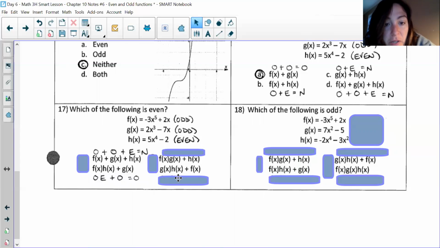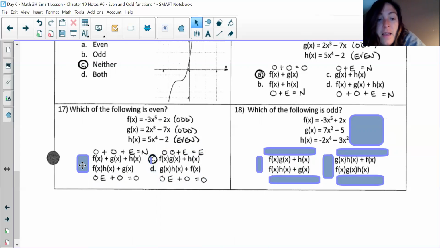F of x times g of x, we have odd times odd, which is even, plus even, which is even. And then g of x times h of x, we have odd times even, which is odd, plus odd, which is odd. So our answer ends up being C.